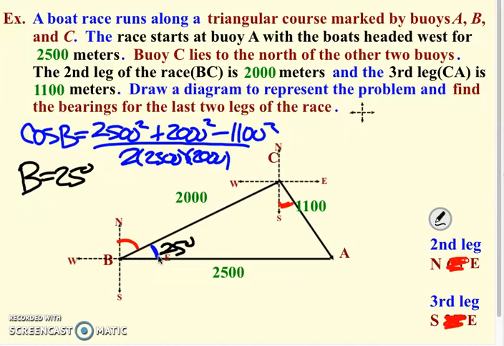Now, if B is 25 and I want that bearing, that red angle right next door, I know between north and east is 90 degrees. So it's pretty simple, just subtract from 90 and say, well, now I've got 65 degrees. So that one's not too bad because you have basically a pair of complementary angles and you can find one with law of cosines, find the other, subtract from 90. So there's my north 65 east.